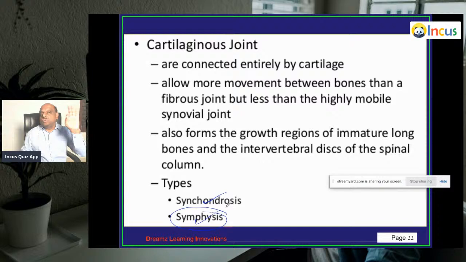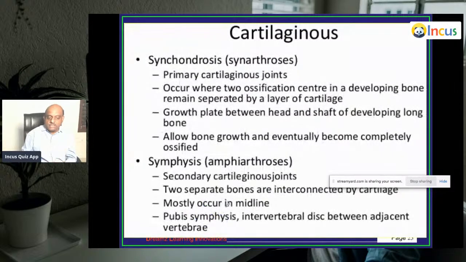So synchondrosis, symphysis. Whenever you require a lot of movement between two joints, you require a cushion of cartilage. That's how cartilaginous joints are there.